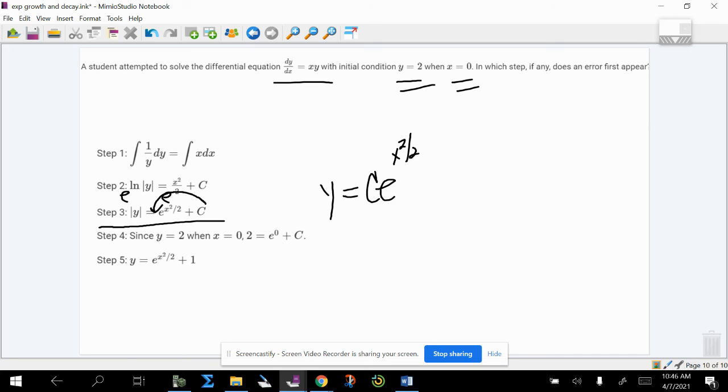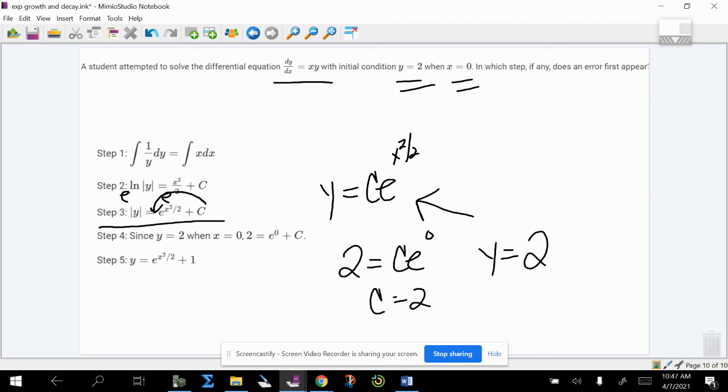Now to go further, obviously their work from here on out is wrong, but to go further, you would plug in your x value and your y value into this equation to get your c value, and then that would give you a particular solution. I can show you what that looks like. So you would get 2 equals c e to the 0. E to the 0 is just 1, so you get c to be 2. So what the answer should be is 2 e to the x squared over 2.